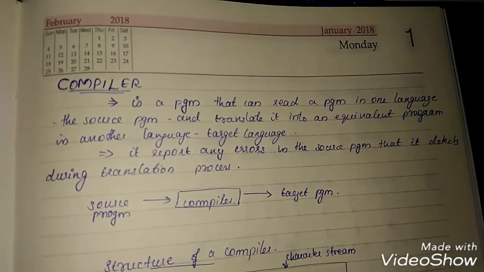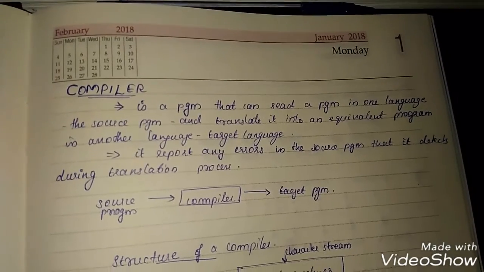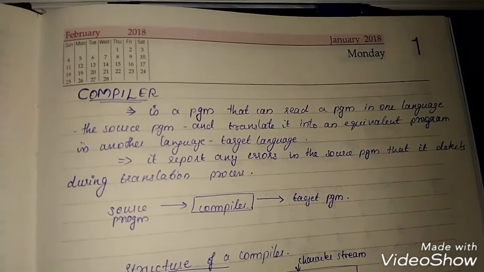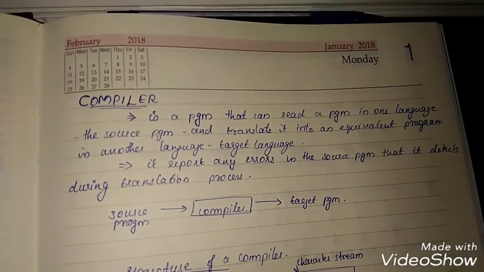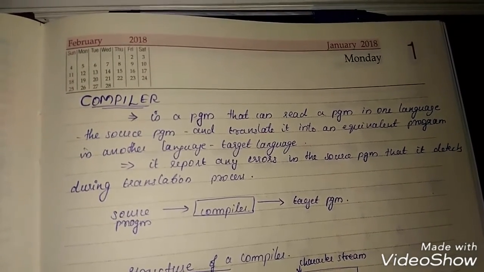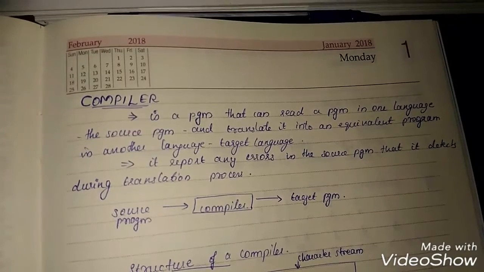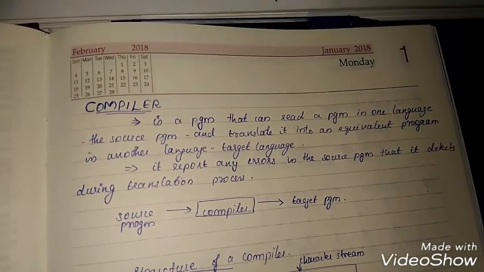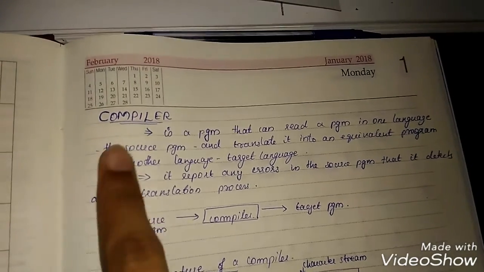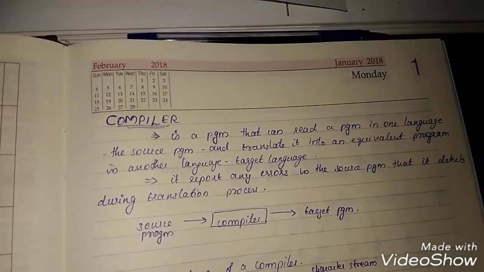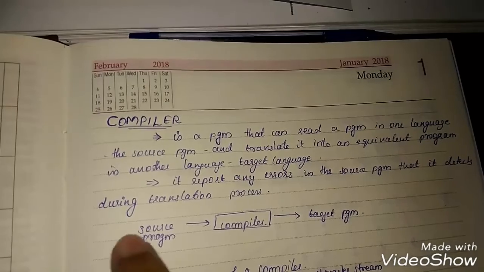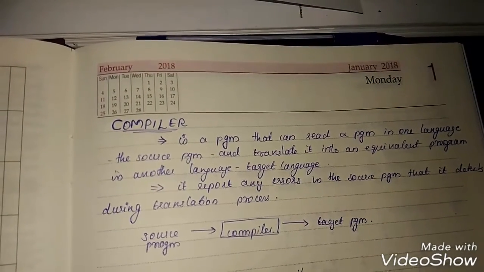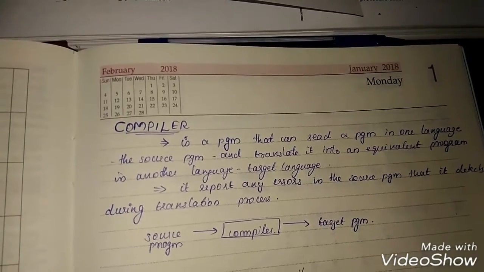Today I'm going to take a lecture on the compiler and the structure or the various phases of a compiler. In simple language, a compiler is a program that can read a program in one language and translate it to an equivalent program in another language. The language from which it is translated is called the source program, and the language to which the program is translated is called the target language. Usually, it is translated to the assembly language of a computer.